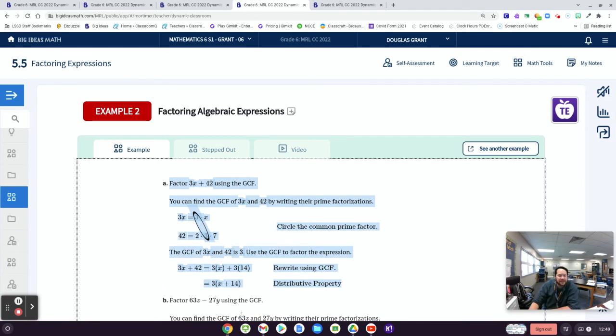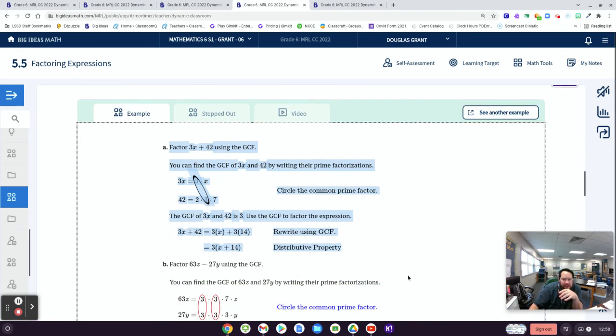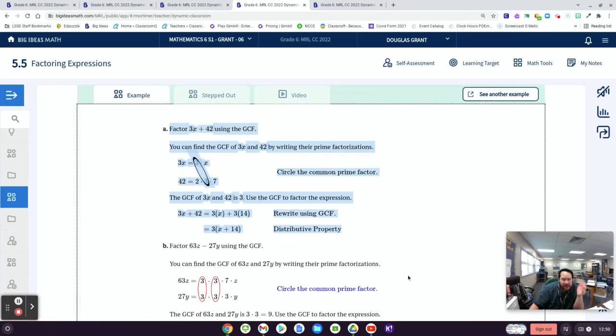So you're going to factor out 63z minus 27y. What you want to do is find the GCF of 63 and 27. So what is the greatest common factor of 63 and 27? If you break it down into prime factors, you'll see that they have 3 and 3 in common, which is 9. 3 times 3 is 9. So 9 is the GCF, and 9 is going to go on the outside of the parentheses.